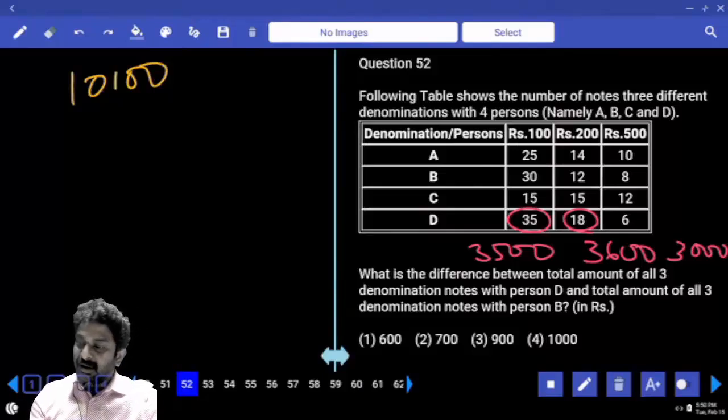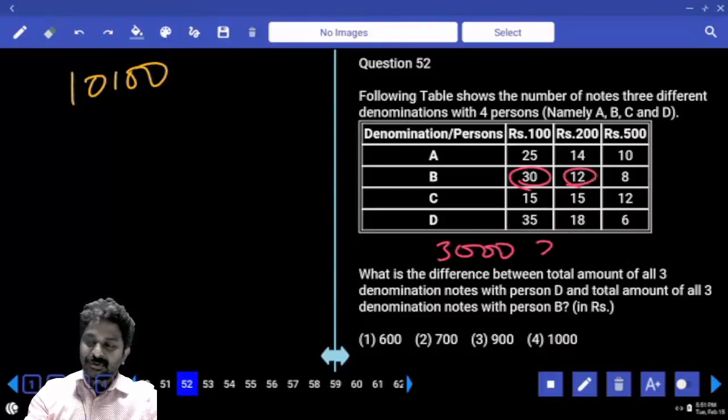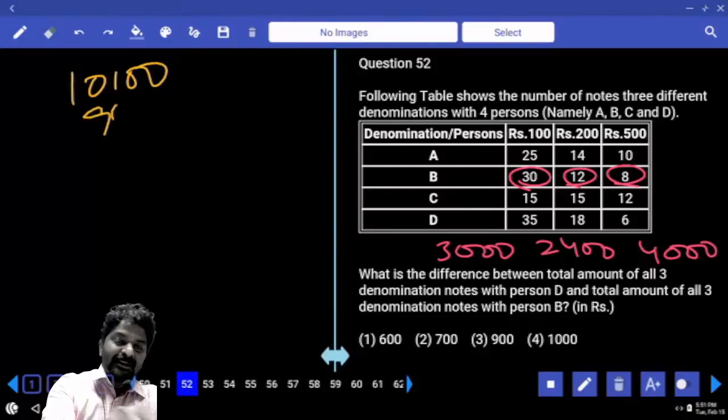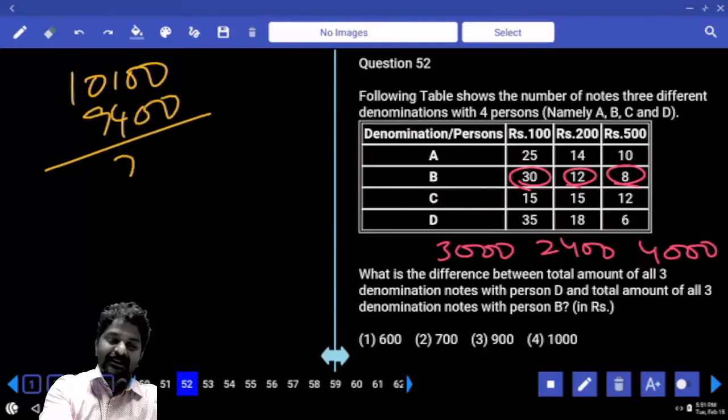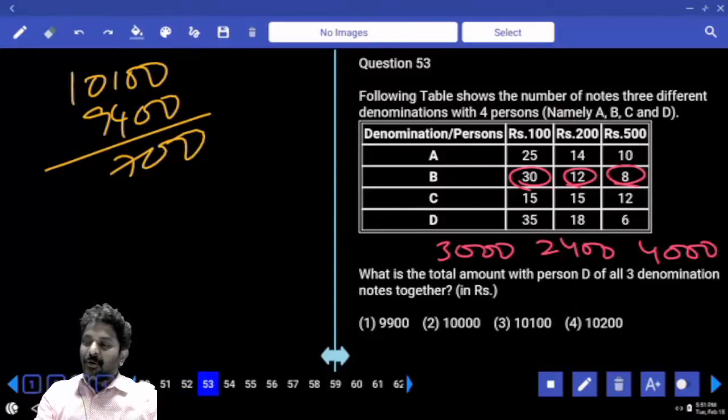Difference, right? This one, and B also. B: 30 rupee notes, 3000. 12 200 rupee notes, 2400. 8 500 rupee notes, 4000. Total 9,400. We were asked to calculate difference, so answer 700. What is the total amount with person D of all three denominations together?